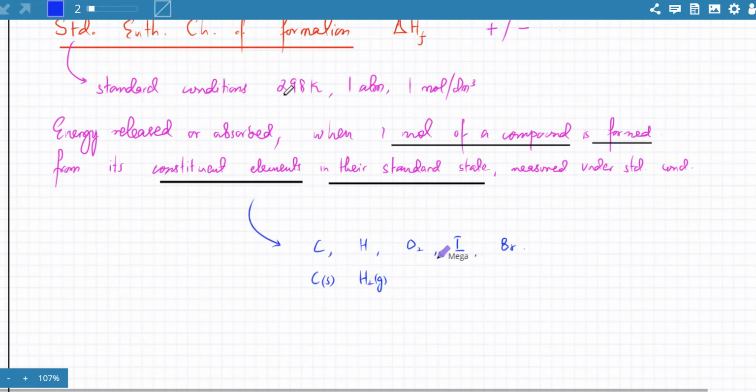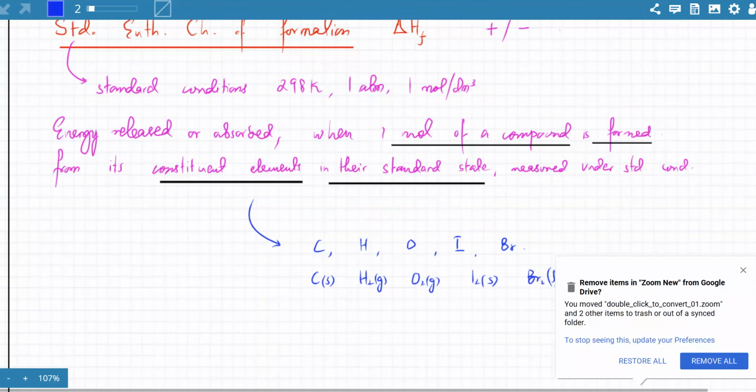What is oxygen, the element, at room temperature? That's also a diatomic gas at room temperature. What is iodine? Iodine is a solid. It's a blue-black solid at room temperature, and bromine is a red-brown liquid at room temperature. So you should be aware of what the state of the element is under standard conditions, which is basically room temperature. So you're trying to make 1 mole of a compound from its constituent elements.